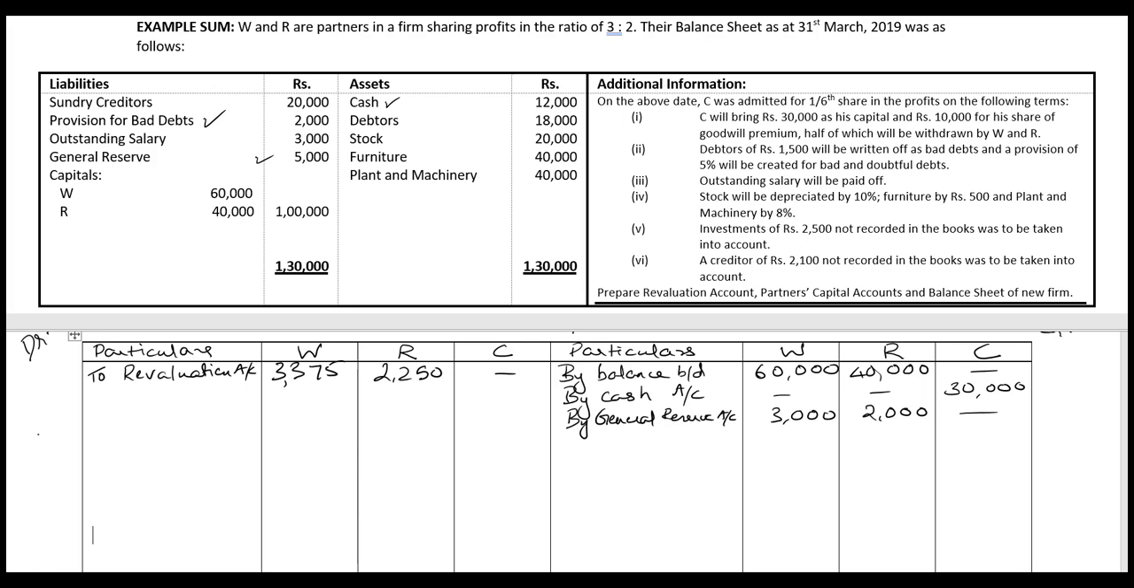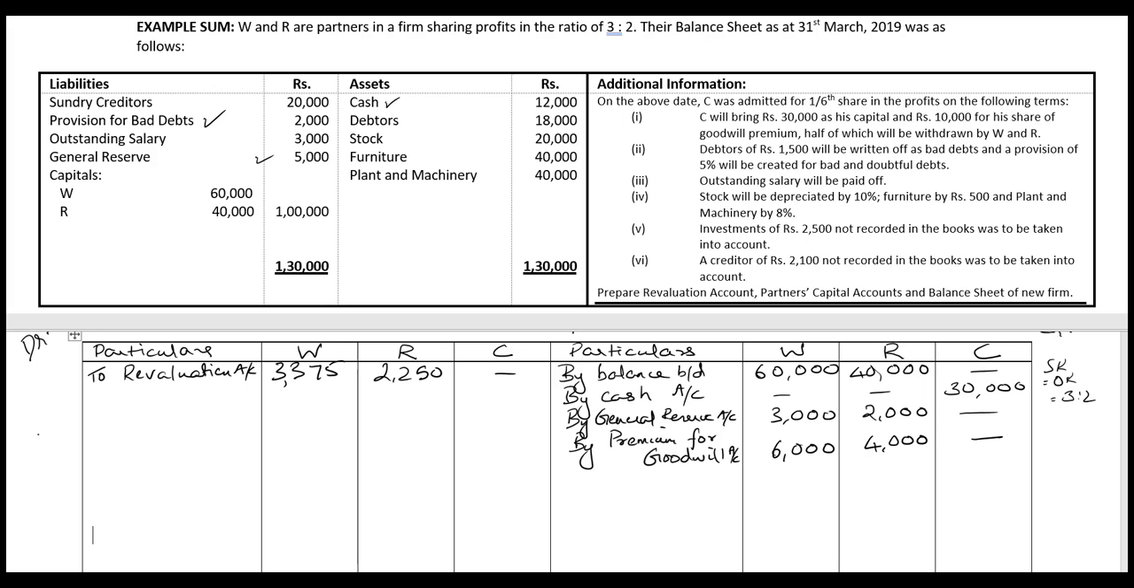Let's treat the premium for goodwill brought in. There's no mention of the sacrificing ratio or the new ratio. So the sacrificing ratio is equal to the old ratio, which is 3:2. So write the entry for the distribution of premium for goodwill account: 10,000 rupees divided in sacrificing ratio 3:2, 6,000 against W and 4,000 against R.